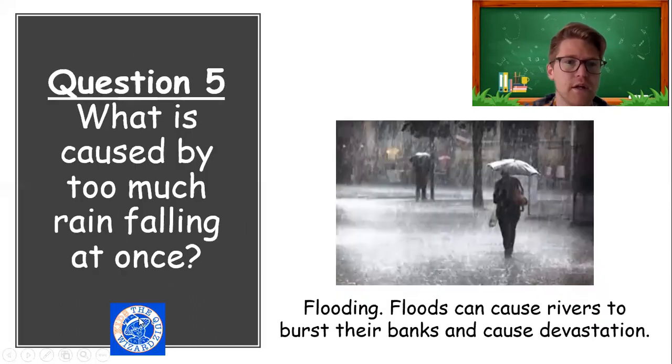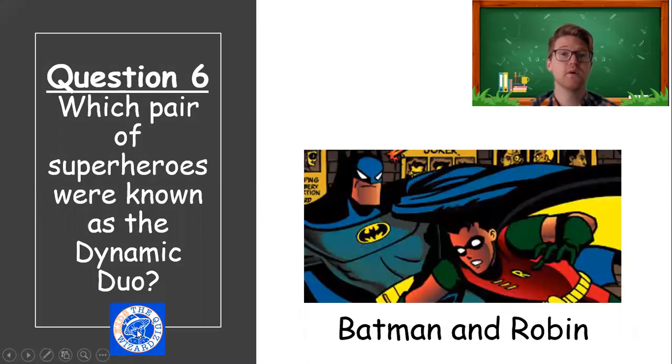Question 5, too much rain falling causes flooding. Floods can cause rivers to burst their banks and causes lots of devastation. There's been lots of flooding in recent years, particularly in the north of England. You might have seen that on the news. Question 6, which pair of superheroes were known as the dynamic duo? That was Batman and Robin.